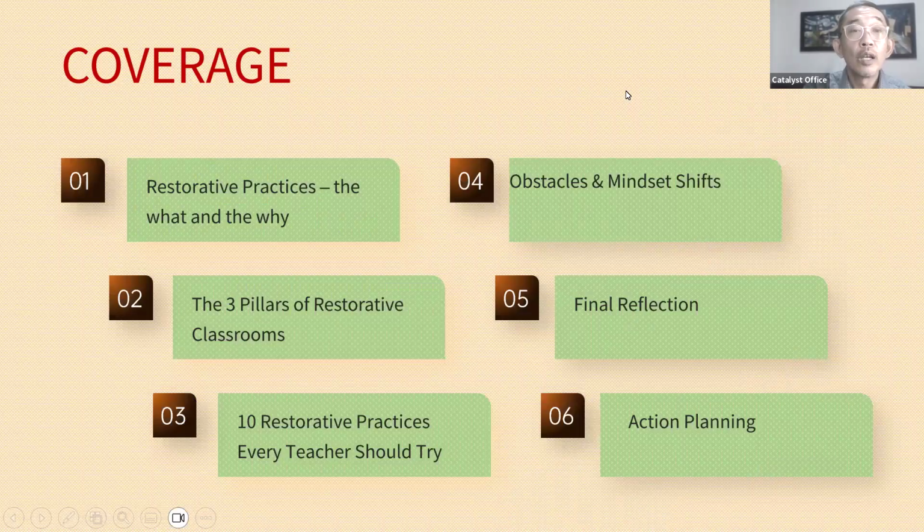First, we're going to talk about what restorative practices are, the whats and the whys. And then I'm going to introduce to you the three pillars of restorative classrooms. And then we move on to what the 10 restorative practices every teacher should try are. Followed by that, we're going to talk about the obstacles and the mindset shifts. And towards the end of our session this afternoon, we're going to have a final reflection and the action plan.